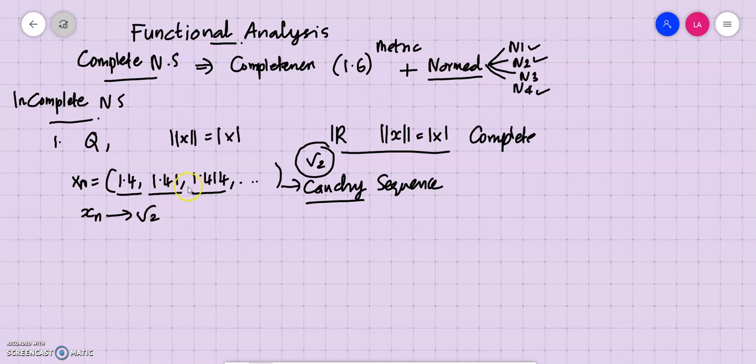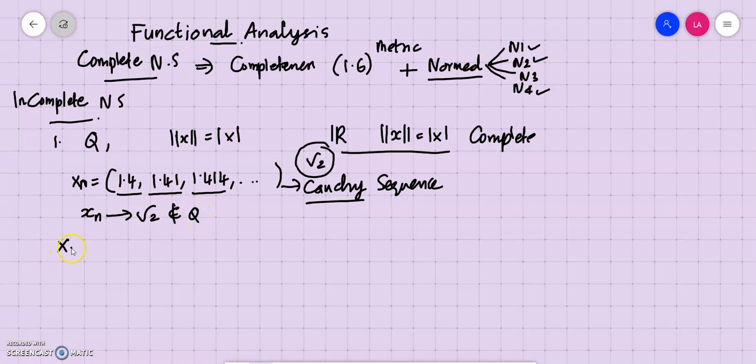If you want, you can prove that the modulus of x_m minus x_n is less than any number such as 10 raised to minus n or something like that. So you can easily prove that this is a Cauchy sequence which converges to root 2. This is a sequence of rational numbers which converges to root 2. So this is a Cauchy sequence which does not converge in Q, because root 2 is an irrational number. Root 2 does not belong to Q.